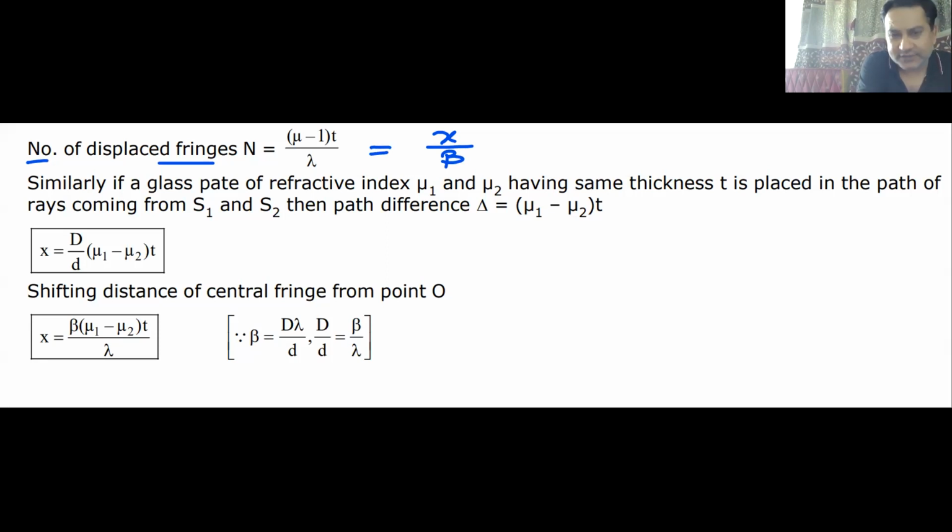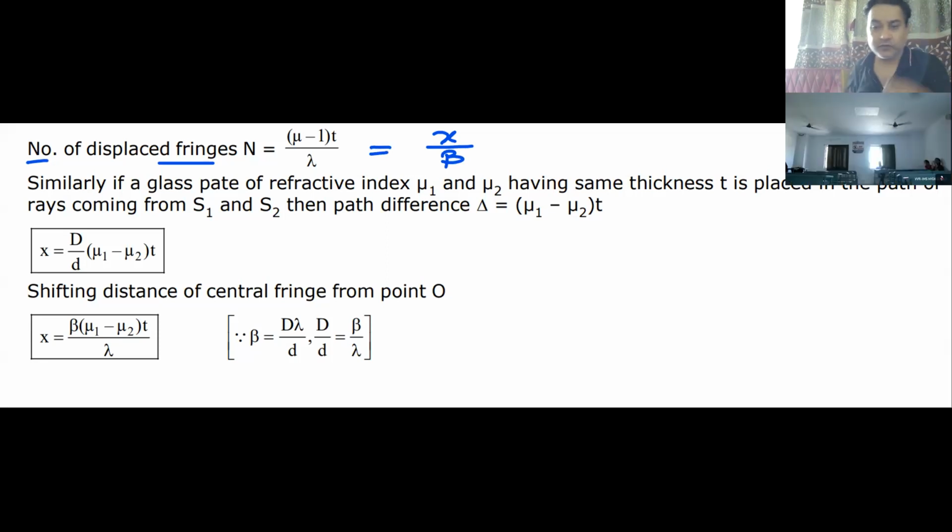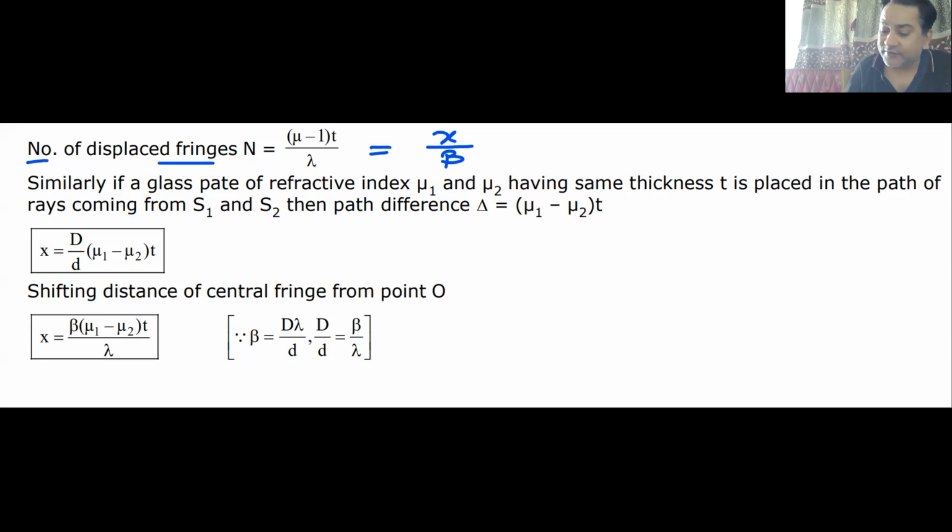Do we understand this? To find out how many fringes have shifted, we divide x by beta. When you divide x by beta, this is what you get. This is the number of fringes that has shifted. So please note it down. Number of fringes that have shifted.